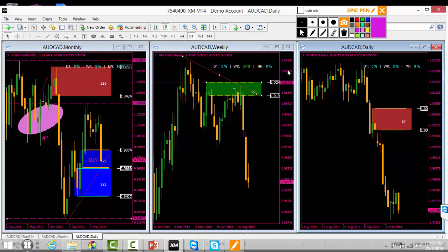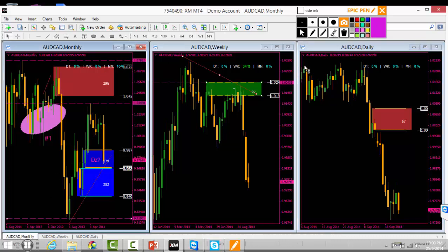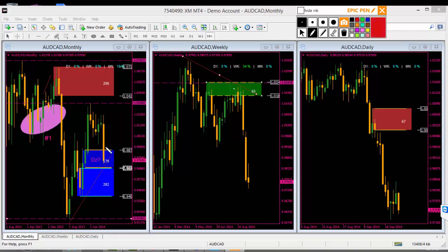Yep. So now you can see that monthly we are up, weekly we are down, daily we are down. So what sort of trade can I do for this pair? To sell? Sell.